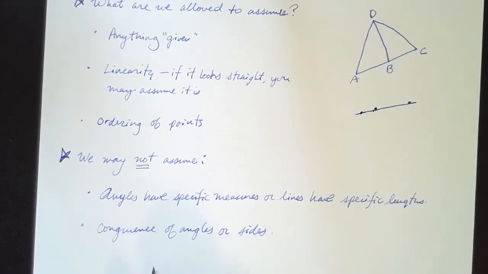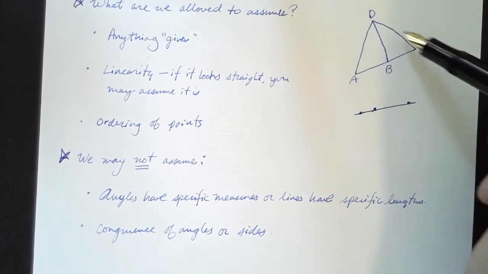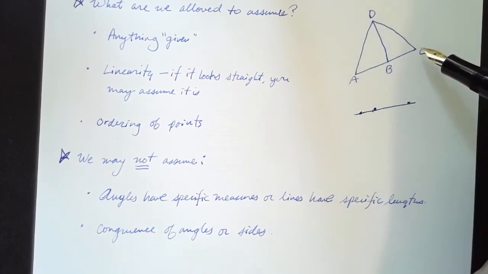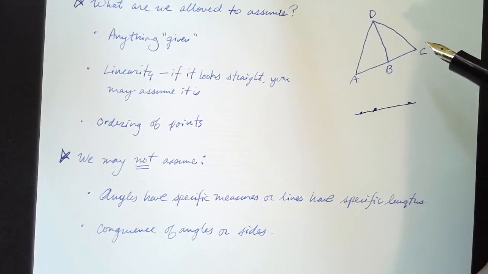Second thing is you can't assume congruence of angles or sides, even if they look like they're congruent. In this picture, it looks like AD and DC are the same length. If that's not a given, then you can't assume it. You have to prove it or find another path to assemble your side or angle or whatever information it is that you need to assume for the proof.